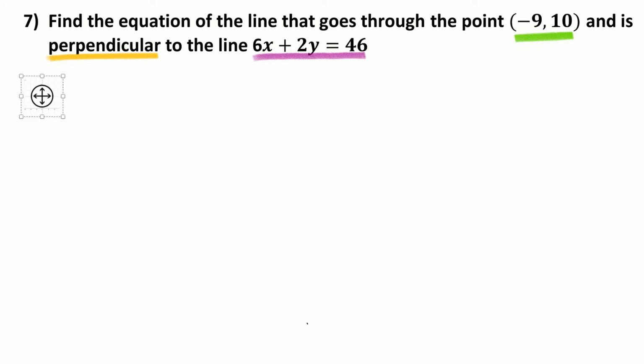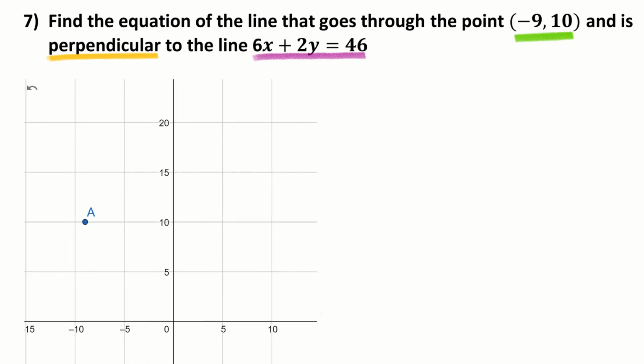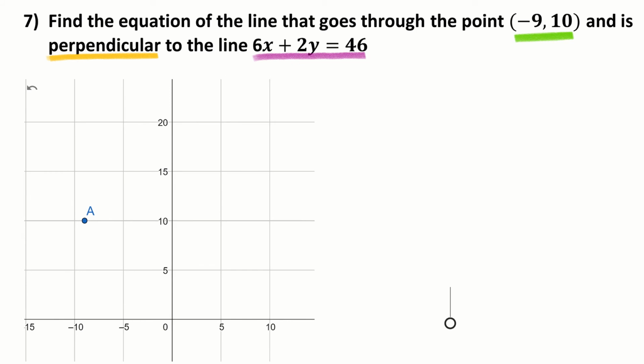So conceptually, if we look at this, I've got this point sketched right here. This is the point x is negative 9 and y is 10. And I'm looking for a line that goes through that point, right? And there's a lot of lines that go through that point, okay? But unfortunately, it's not enough to give a line that goes through that point. We want a special line. We want the line that goes through that point and makes a right angle with, a 90-degree angle with, the line 6x plus 2y equals 46.